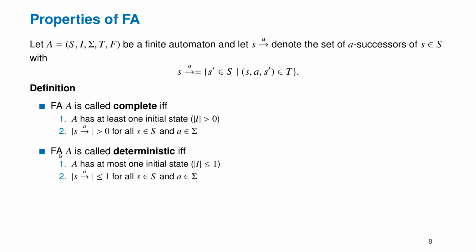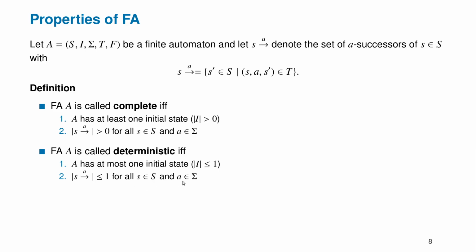And we call a finite automaton deterministic if and only if A has at most one initial state. So it can have 0 initial states, and it can also have one initial state, but it cannot have multiple initial states, so we exactly know where to begin.